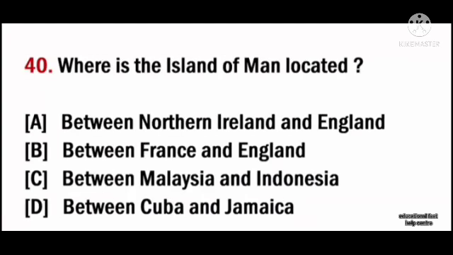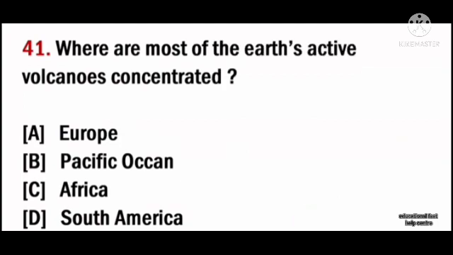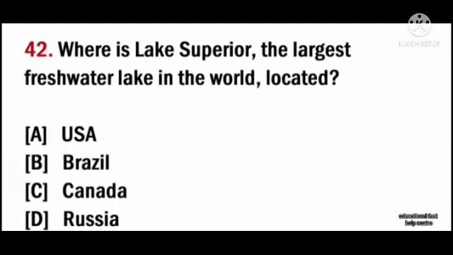Where is the Isle of Man located? Answer A, between Northern Ireland and England. Where are most of the Earth's active volcanoes concentrated? Answer B, Pacific Ocean. Where is Lake Superior, the largest freshwater lake in the world, located? Answer A, USA.